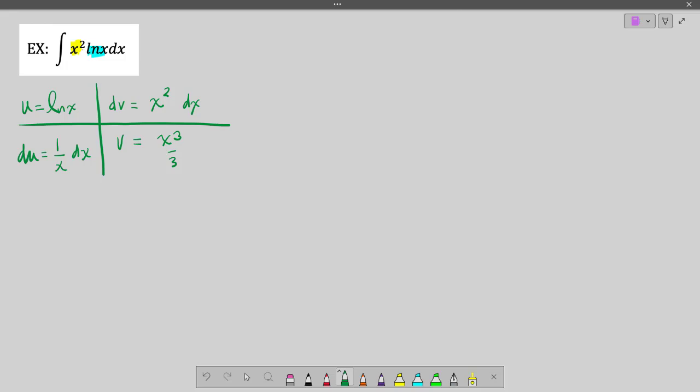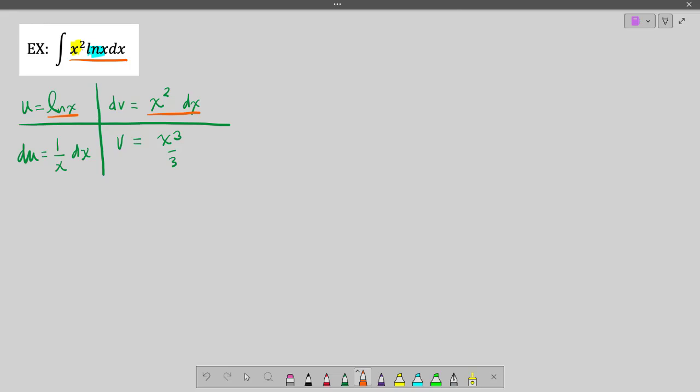So this is our little setup for integration by parts. We've taken this integrand right here, including the dx, and that's what we are creating in the top row here. We're taking our integrand and subdividing it into a u and a dv.